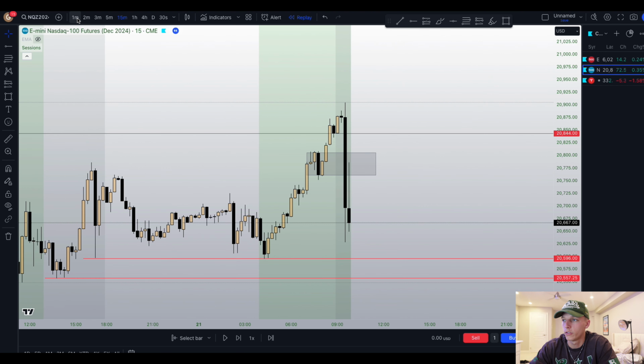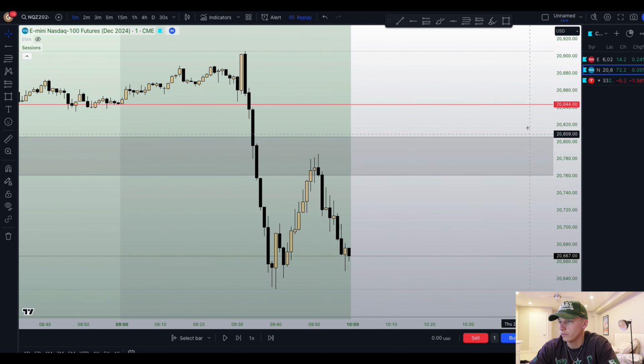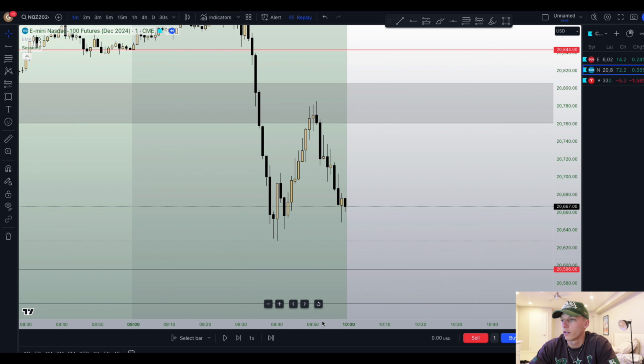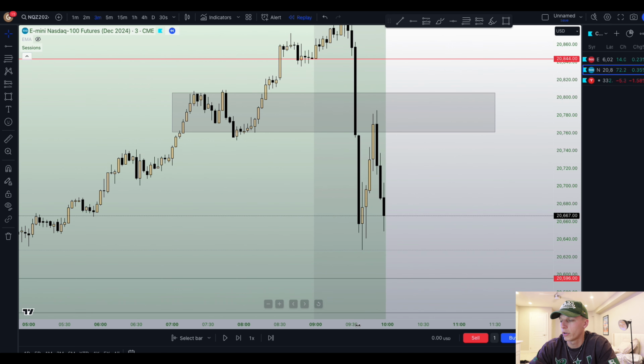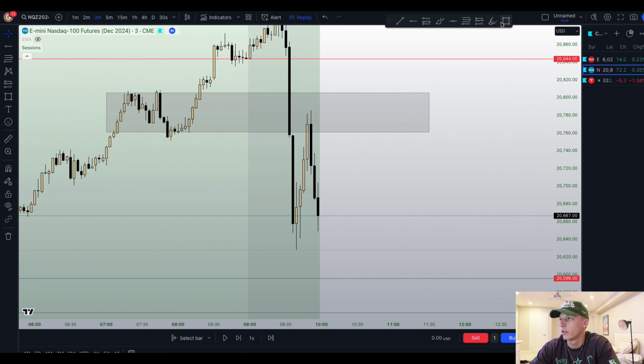So let's hop onto the 1 here. So the 1 looks a little bit messy. We have a fair value gap down here, but we don't really have any entries in this price leg. So let's look on the 2. Okay, fair value gap up here and a fair value gap up here. Take a look at the 3. The 3 looks a lot cleaner in this scenario.